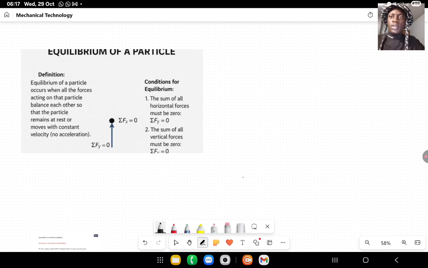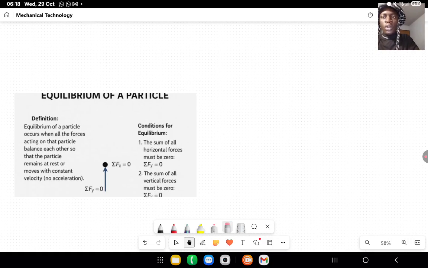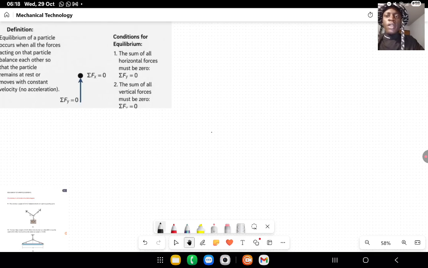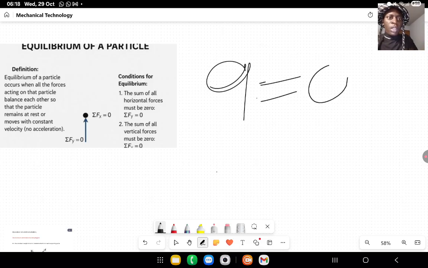Today we are going to focus on equilibrium of particles in mechanical technology. First of all, what you have to know is the definition of equilibrium of particles. Equilibrium of particles occurs when all forces acting on the particle balance each other so that the particle remains at rest or moves with a constant velocity, meaning no acceleration. If we say the object moves with a constant velocity, that means our a must be equal to 0. That means there is no acceleration.